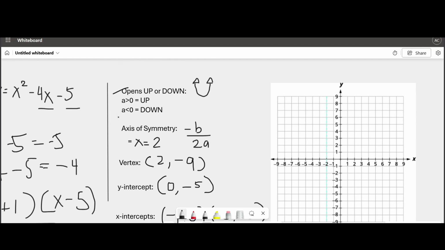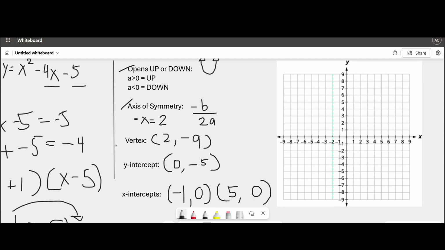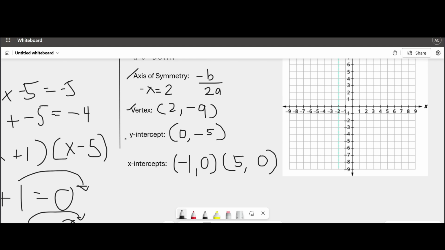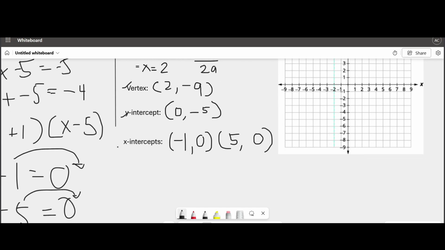Okay, so now that we've completed this whole checklist right here, we know that the parabola opens up. We know that the axis of symmetry is x equals 2. We know that the vertex is 2, comma negative 9. Y-intercept being 0, comma negative 5. And x-intercepts being negative 1, comma 0, and 5, comma 0.